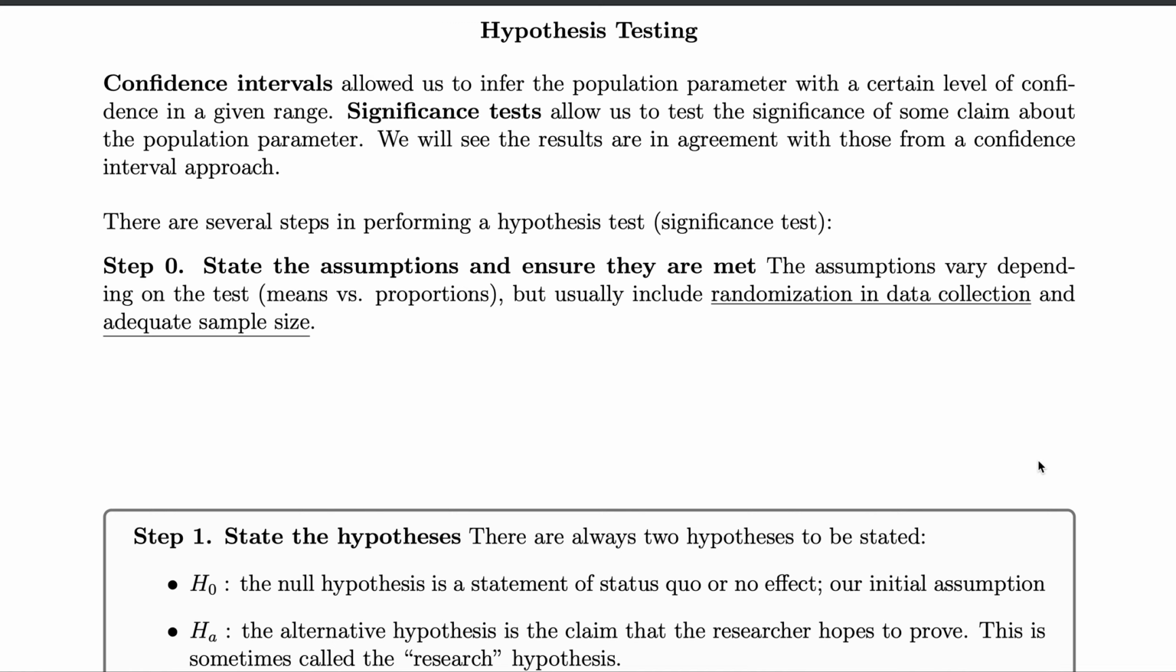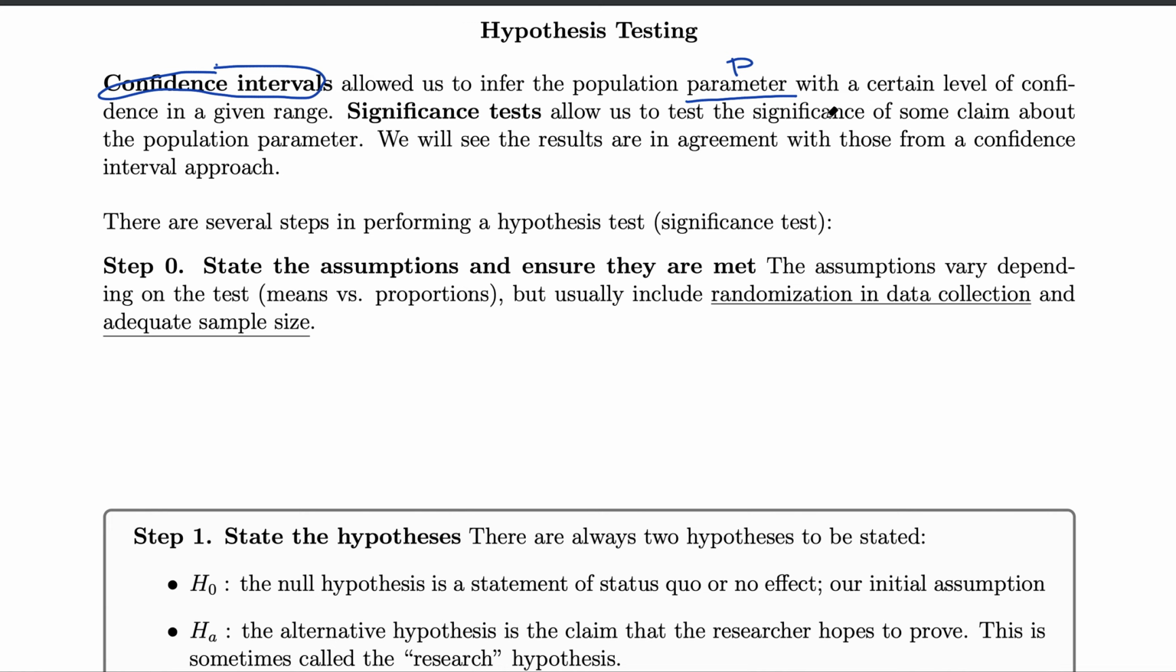So in the last set of videos, we talked about confidence intervals. We had this idea of the big picture of statistics: we're using data to make a prediction or an estimate about the population. So confidence intervals gave us the ability to estimate a parameter, and specifically we were talking about p, the population proportion, with some level of confidence.